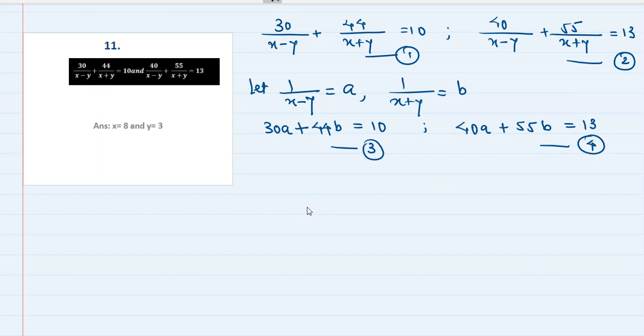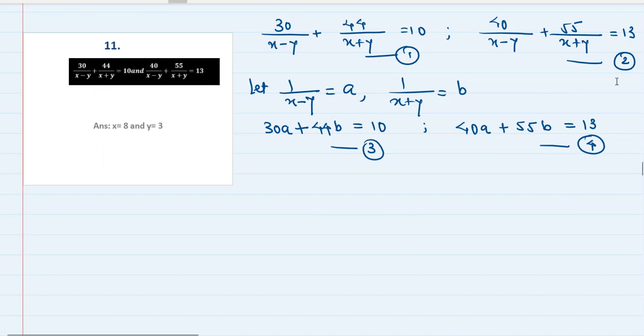Now what? See, now if you choose to take LCM, equate the coefficients and all, you can do that. If you want cross multiplication method, you can do that. Whatever method you want, you can do. Solve these two equations 3 and 4 and get the value of a and b.